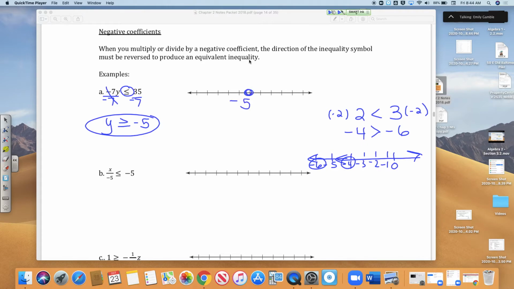So on my graph, I have negative 5. The answers are not to the left of it. Anything that's greater than or equal to it will be to the right.